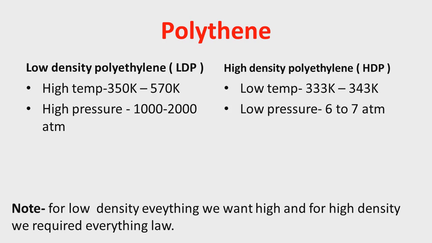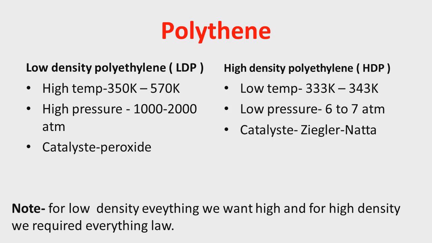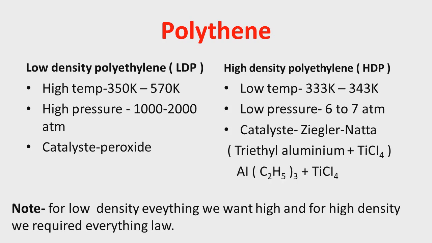Low density polyethylene is carried out at high temperature and high pressure, and therefore here we are going to use a simple catalyst. Peroxide is used as a catalyst for the preparation of low density polyethylene. On the other hand, high density polyethylene is carried out at low temperature and low pressure, and therefore here we are going to use a special catalyst. Ziegler-Natta is the catalyst we use for the preparation of high density polyethylene. Ziegler-Natta catalyst is a combination of triethyl aluminum plus titanium tetrachloride.